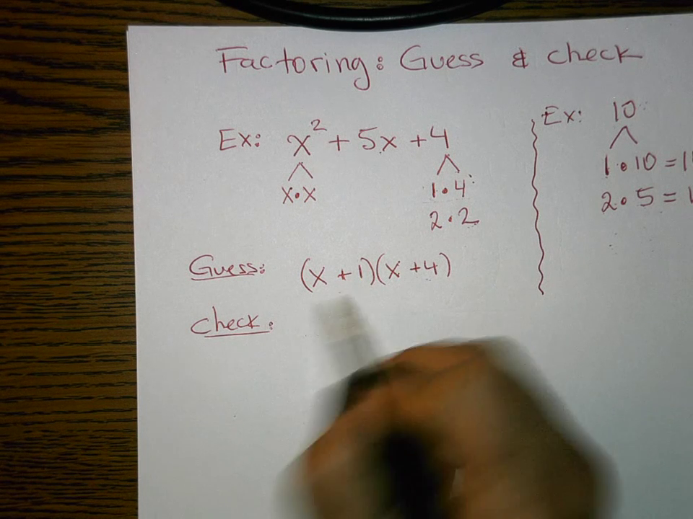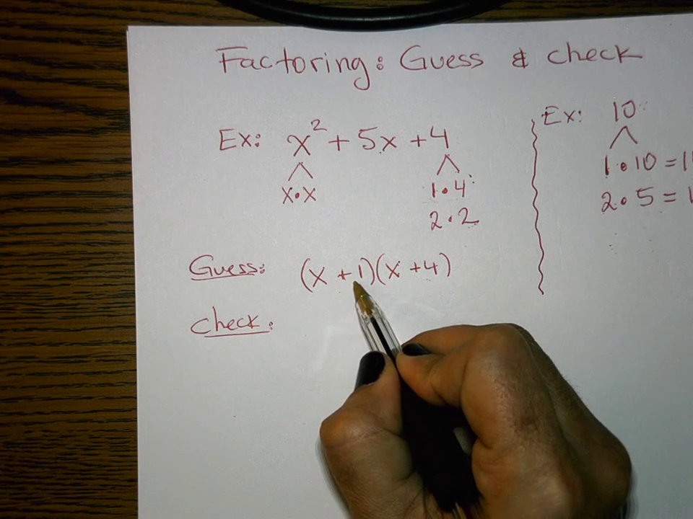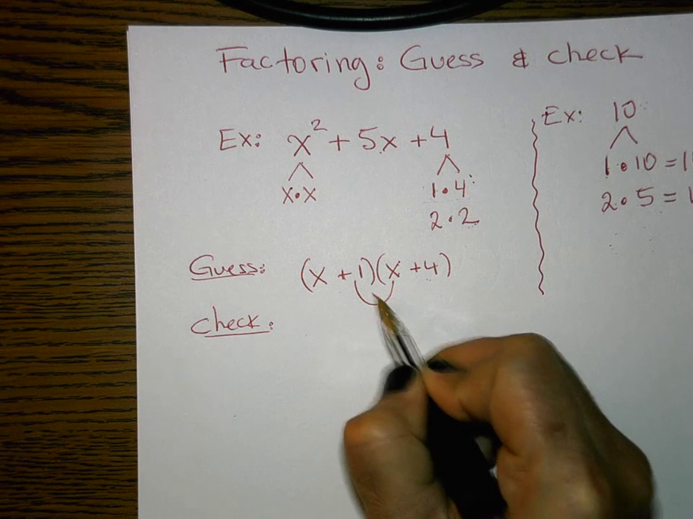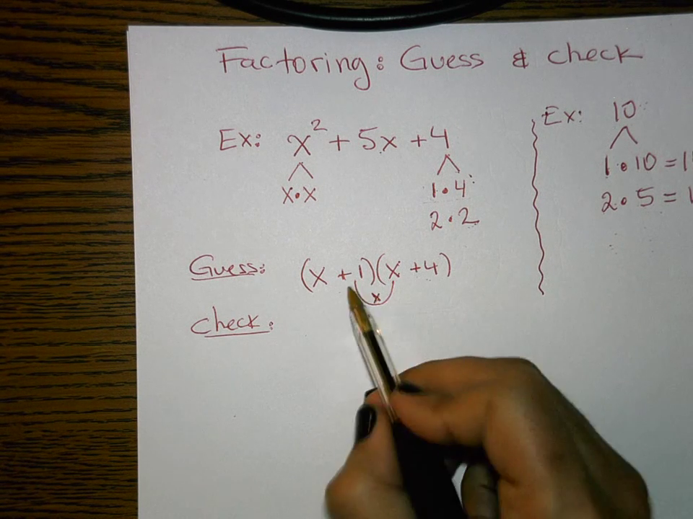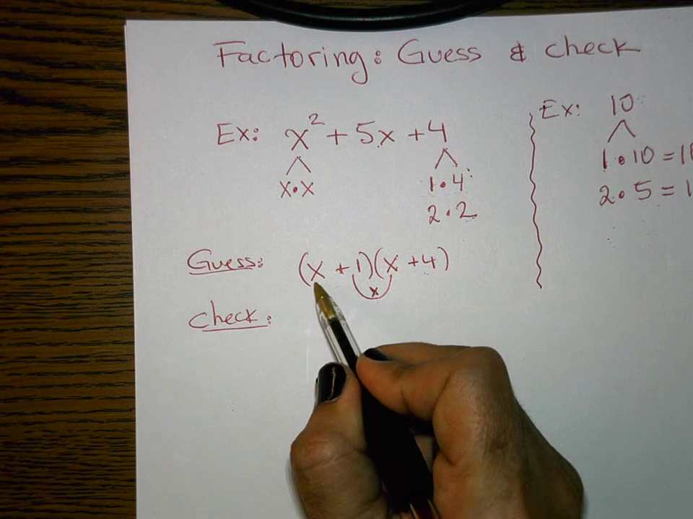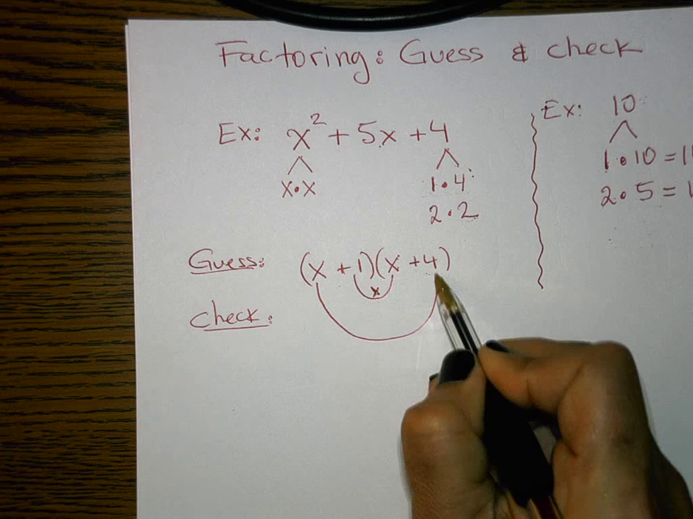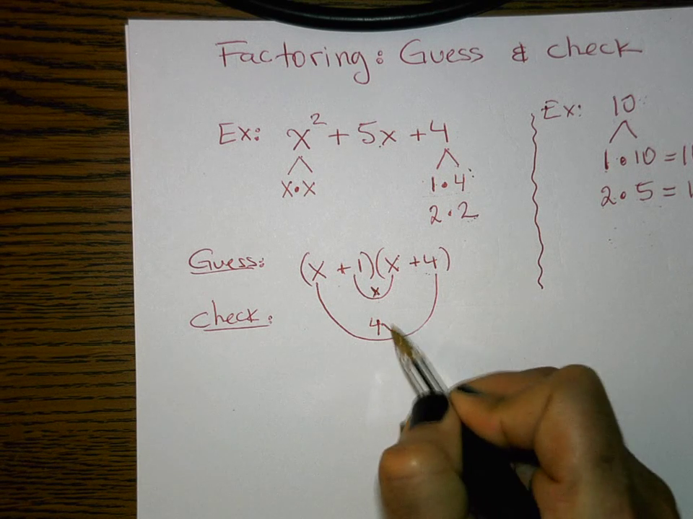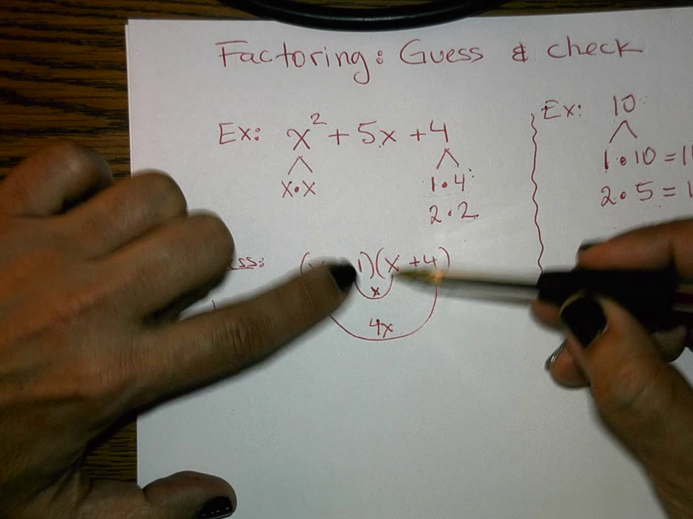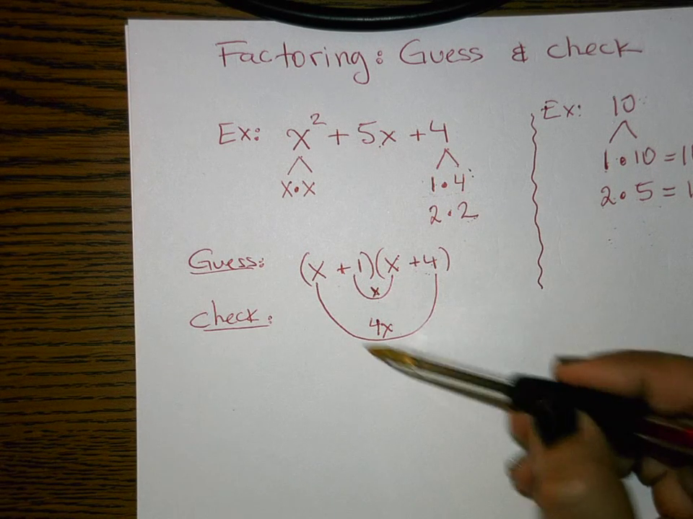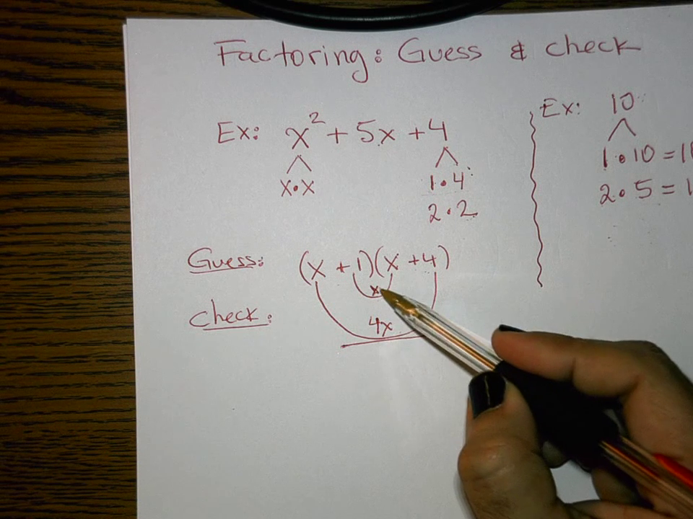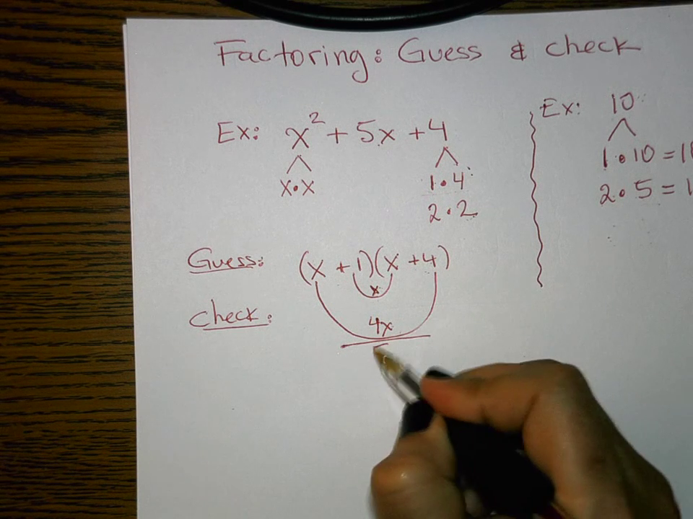So the checking point is you multiply the middle terms, 1 times x, and does that give me an x? Yes, it does. 1 times x equals an x. Then we check the first and the last. X times 4 equals 4x, and 1 times x equals an x. Now the nice thing here is that when I add these two terms, x plus 4x, it equals 5x.